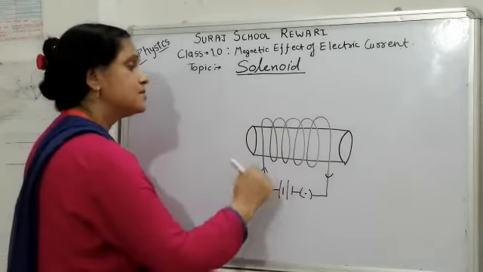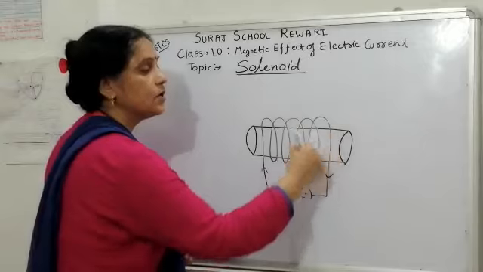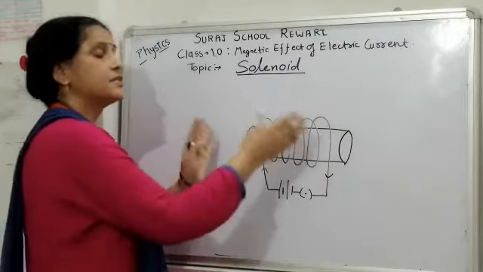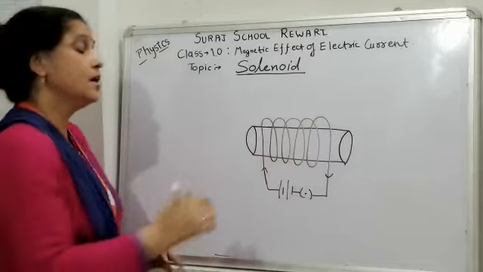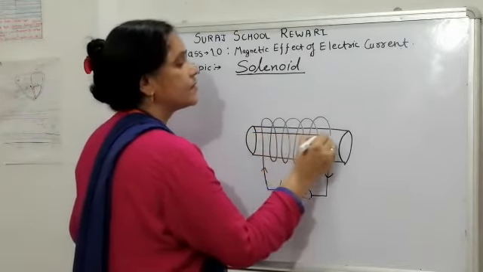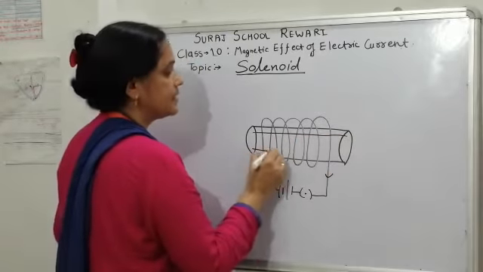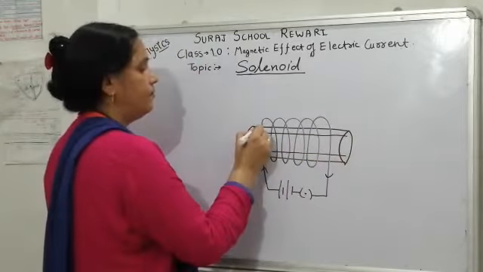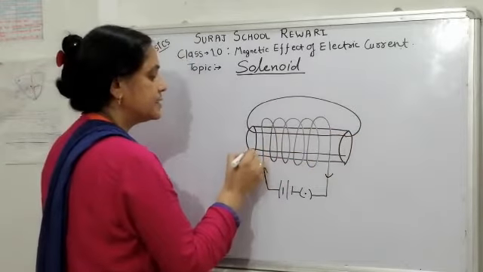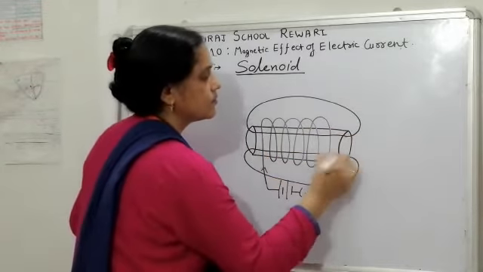When current passes through the wire, it produces a magnetic effect around it. So when current passes through the solenoid, it produces a magnetic effect around it, and then it behaves like a magnet. The magnetic field around the solenoid is like this. These are the magnetic field lines around the solenoid.